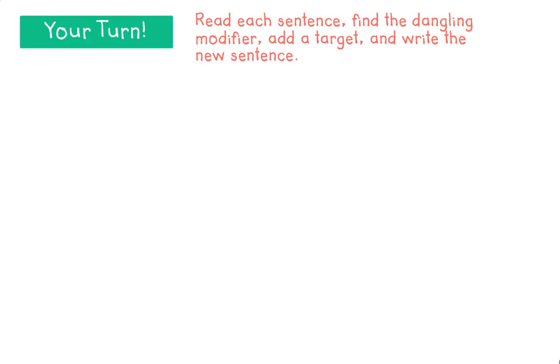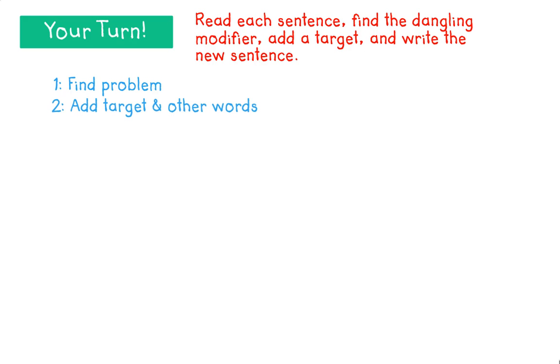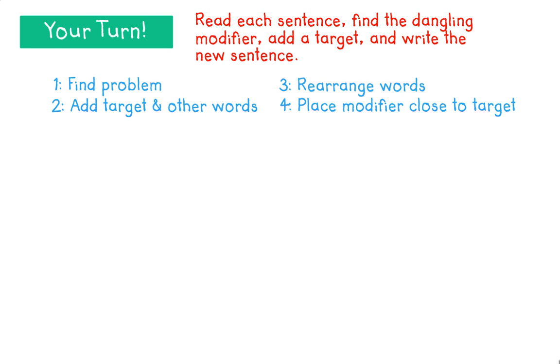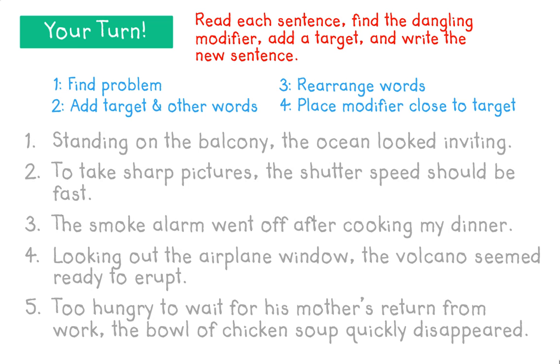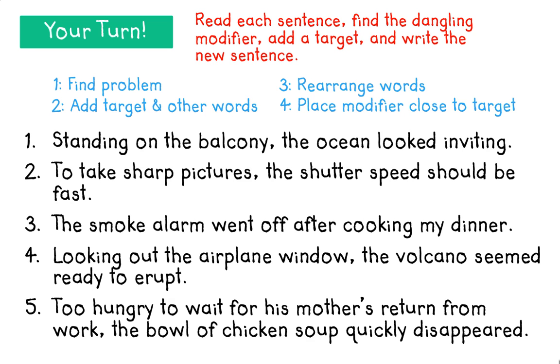Now it is your turn to identify the dangling modifiers in sentences and use the steps we just rehearsed to fix them. For each sentence, find the dangling modifier by finding the modifying word or phrase that is missing a target. Decide what the target word should be and what additional words need to be added for the sentence to make sense. Then rearrange the rest of the words in the sentence so that the modifier is as close to its target as possible. Correct sentences 1 through 5. Write the corrected sentences down on your practice sheet. Now select pause. When you've completed this exercise, you can hit play again.